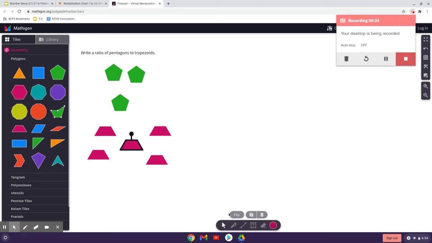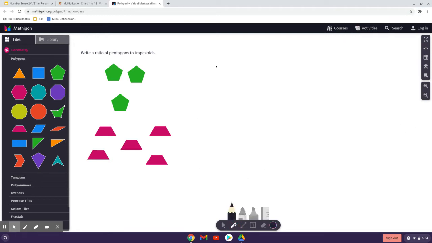So in my ratio, I would write the number of pentagons, 1, 2, 3, to the number of trapezoids, 1, 2, 3, 4, 5. All right, so you could use the word "to," and you could use the colon.